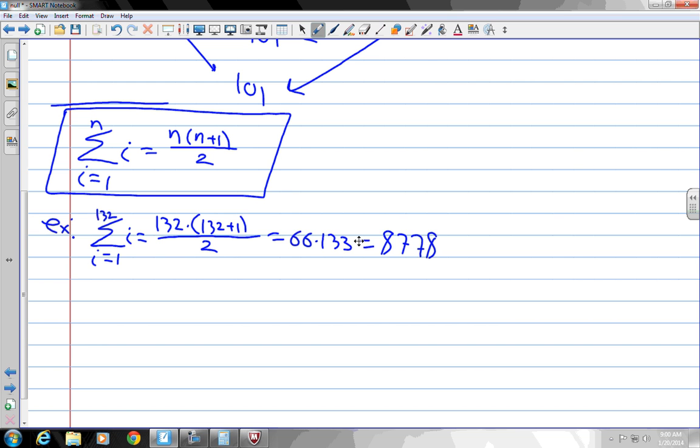So do you understand how this formula works? Whatever this n is, it's that number times the next number, n plus 1, over 2. So here's an example. From 1 to 132, it's 132 times 133 over 2. So it makes the addition really fast.